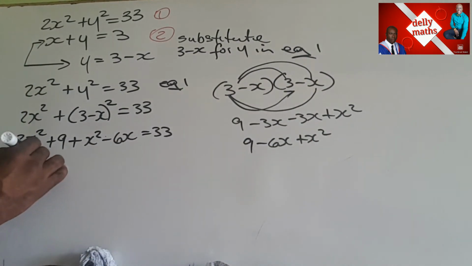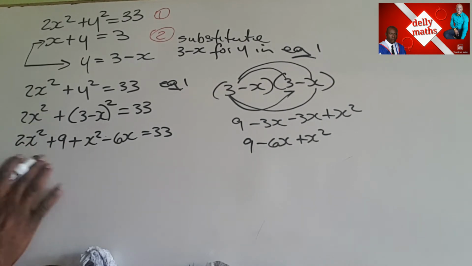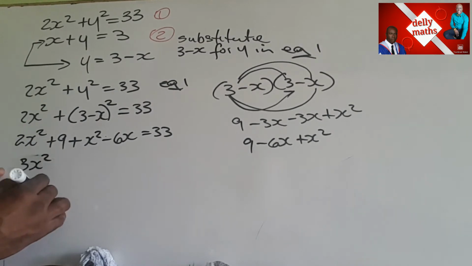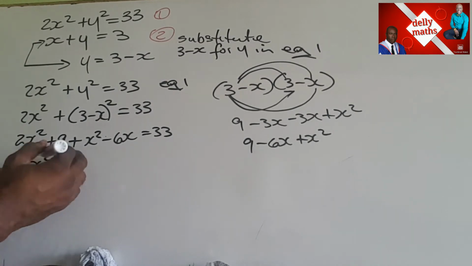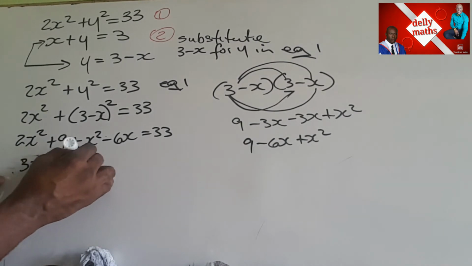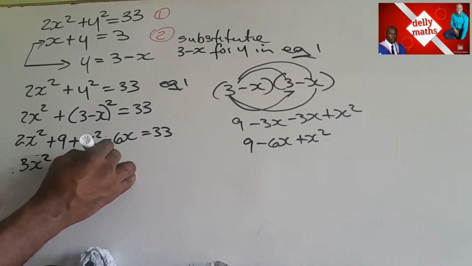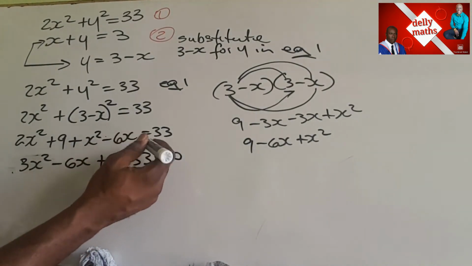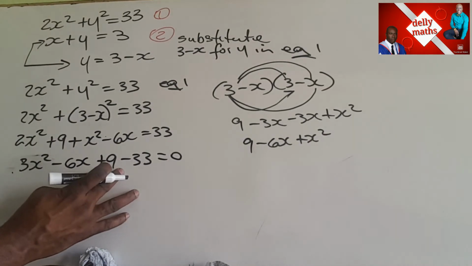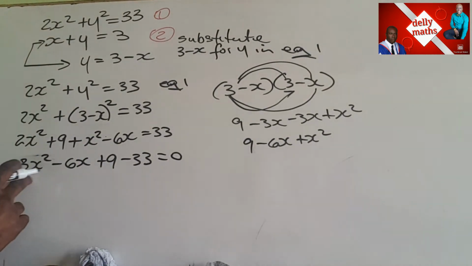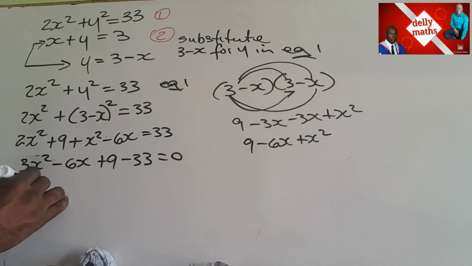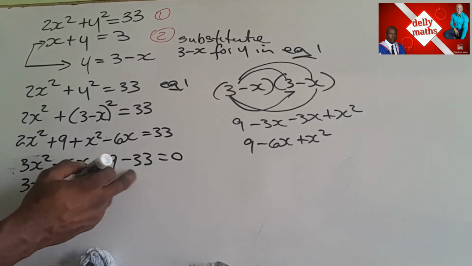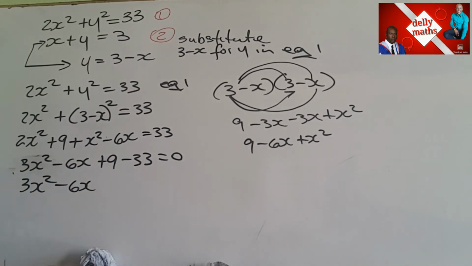Let me put everything together. 2x squared plus x squared is 3x squared. Agree? And then we have negative 6x, and then a positive 9 and a minus 33, because you could see that this 33, subtracted from both sides, will be negative on this side. So let's see what's going on. Now let's rewrite this for the final take: 3x squared minus 6x, and then you take 33 from 9, and what do you have there? 27?